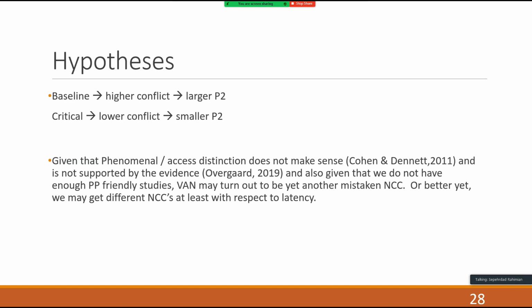And of course you could say that access consciousness should always be accompanied by phenomenal consciousness, but not vice versa. But I don't really understand this distinction. It seems to be not supported by any kind of evidence, as overground reviews show. And also, as I said, given that we don't have enough predictive processing friendly studies, who knows, visual awareness negativity may turn out to be yet another mistaken neural correlate of consciousness. Or maybe we would see other NCCs, or at least with other latencies.